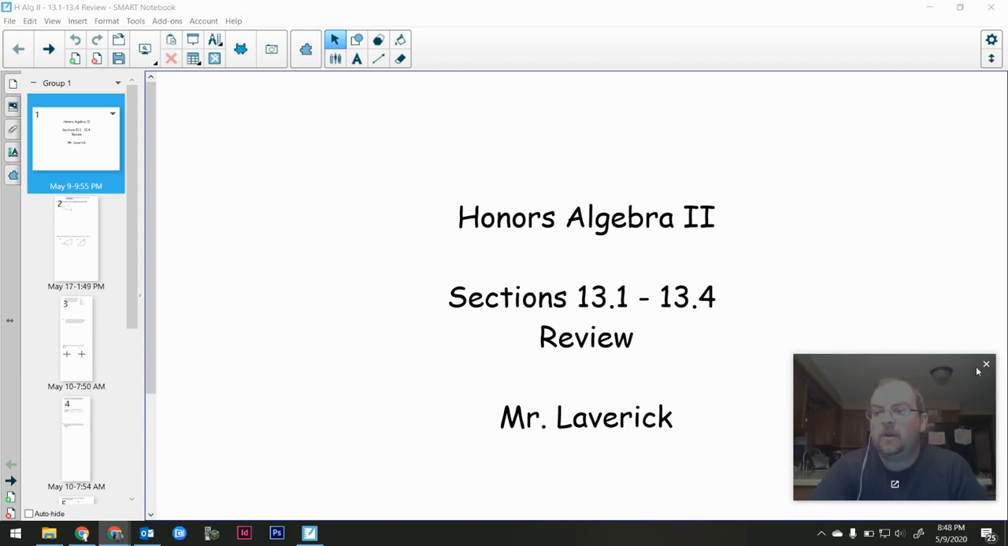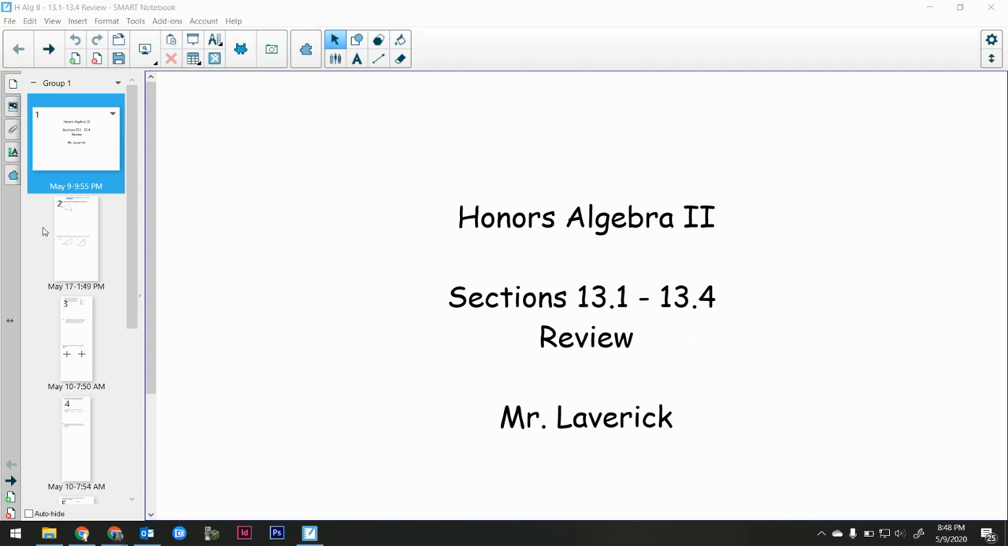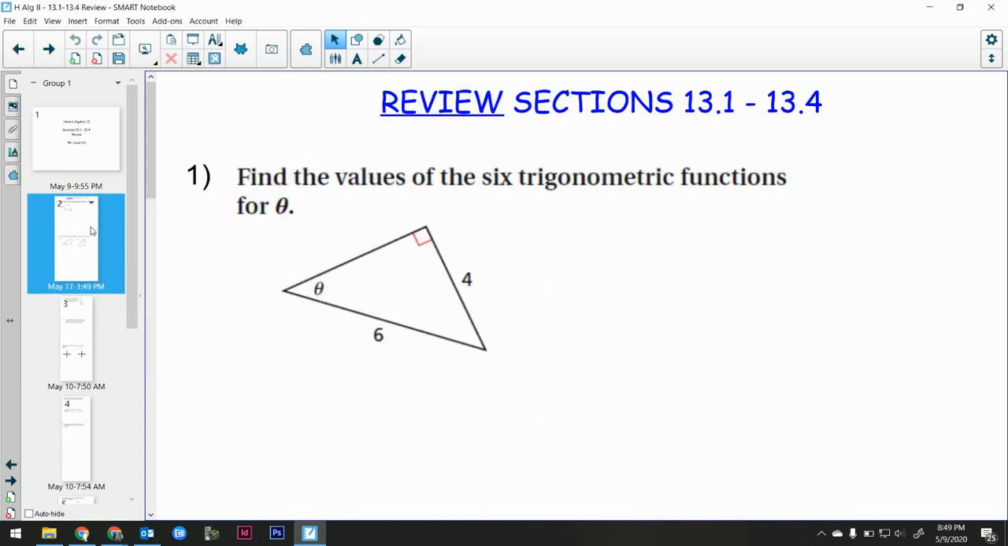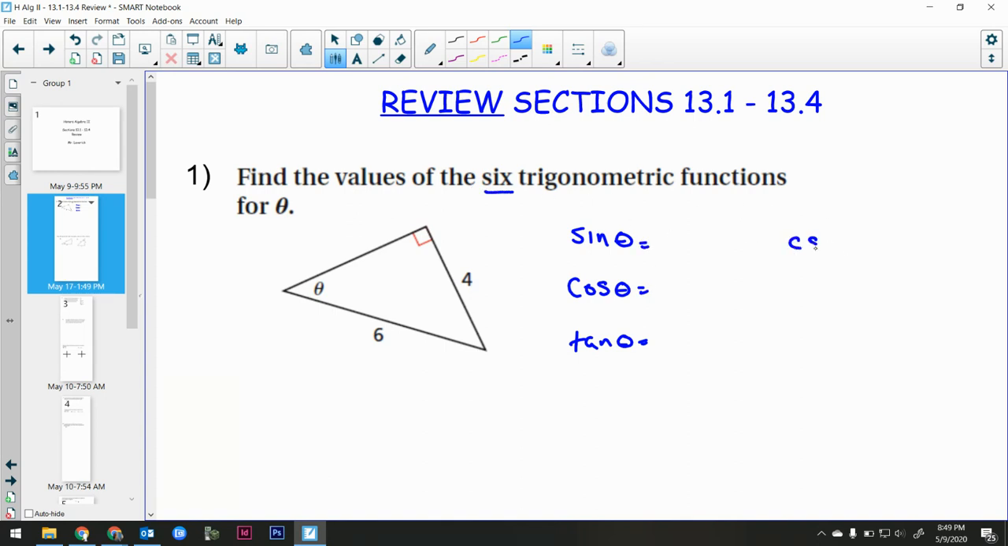All right. First question here. Again, go ahead and pause and then play when you think you've gotten the answer. Find the values of the 6 trig functions for theta. I'm going to first start off by writing out all of the 6 trig functions. We've got sine theta, cosine theta, and tangent theta. Remember, they're reciprocals. That's why I say 6 here. The reciprocal of sine is cosecant. The reciprocal of cosine is secant.